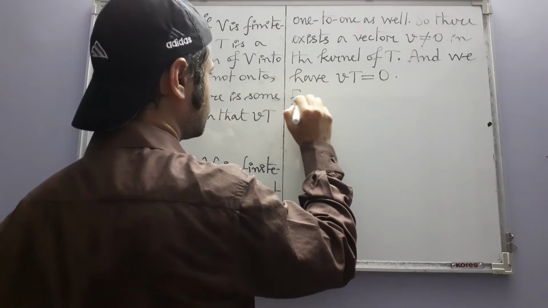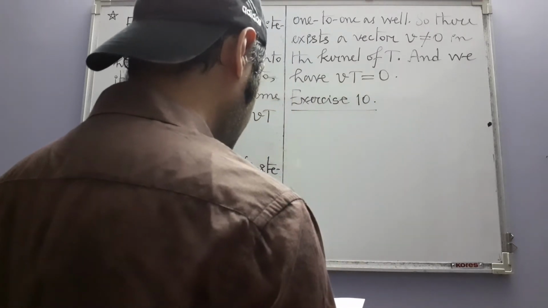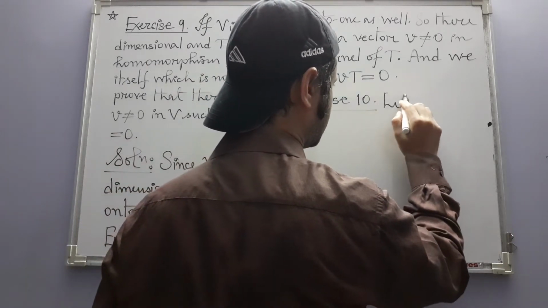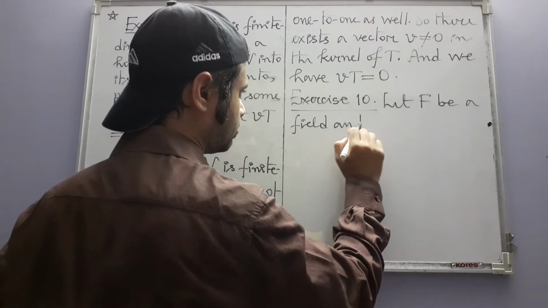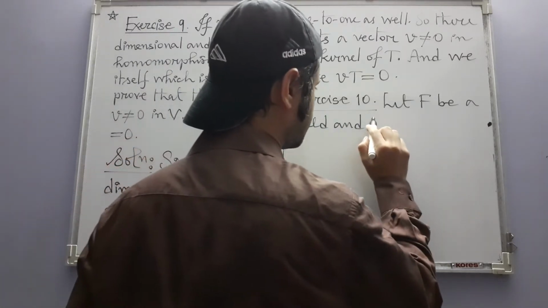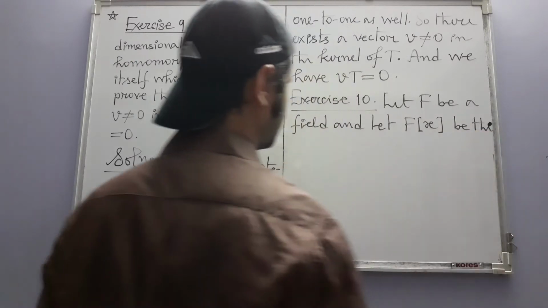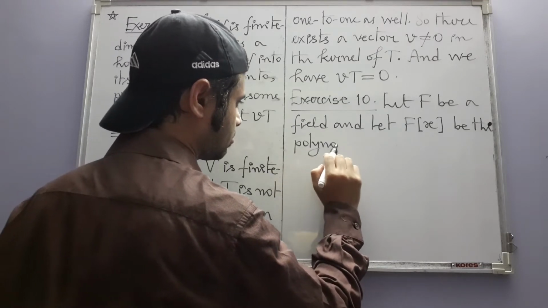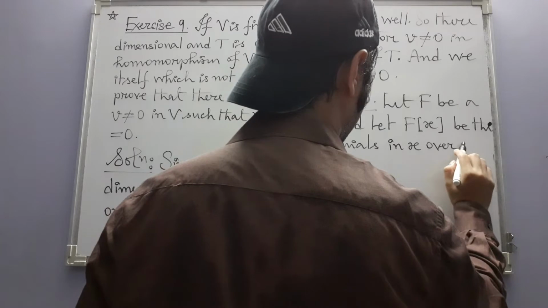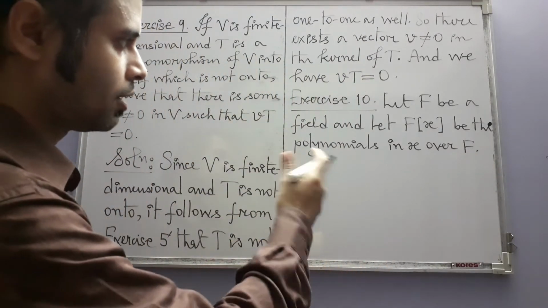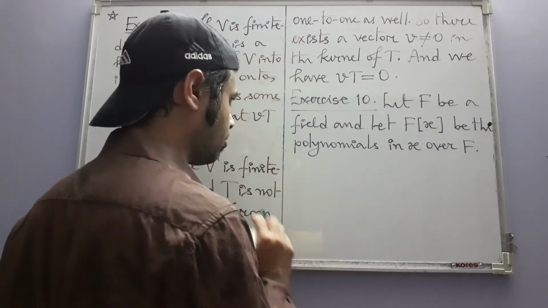Next, exercise 10. Let F be a field and let F[x] be the polynomials in x over F, which of course we already know forms a vector space over F, the space of polynomials. Prove that F[x] is not finite dimensional.